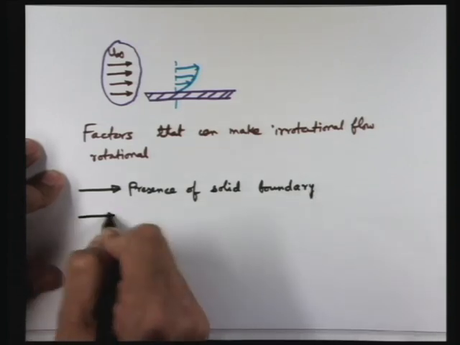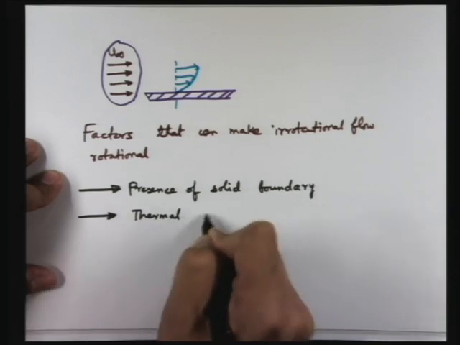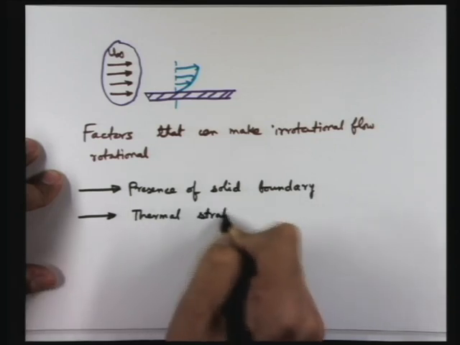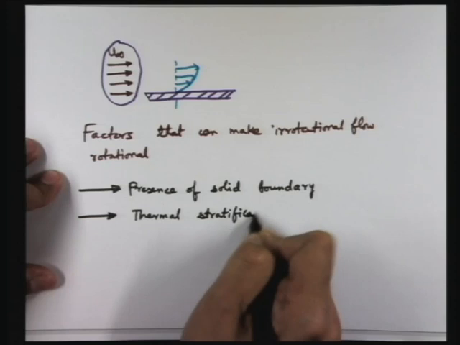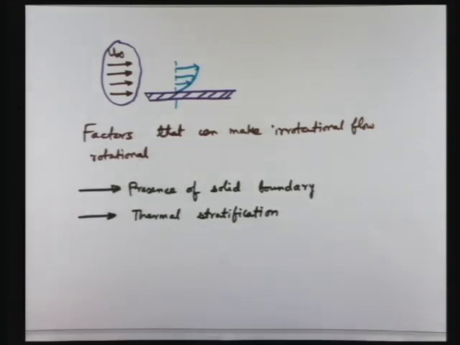I am identifying some other points. Thermal stratification: thermal stratification means that, because of density variation, you have a temperature variation across different layers of fluid. That is what thermal stratification is.